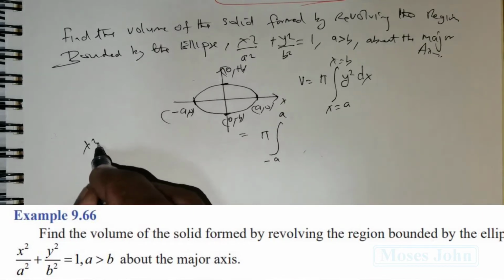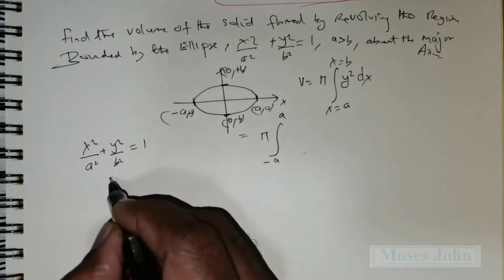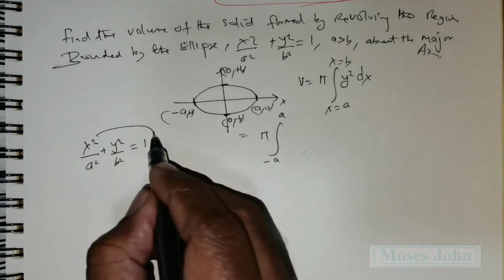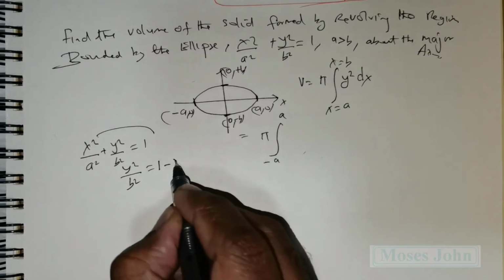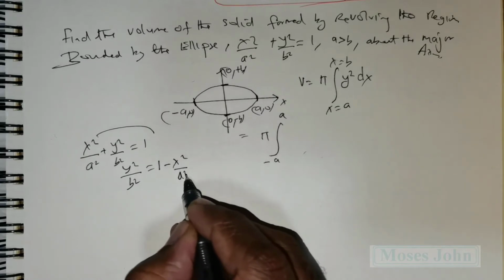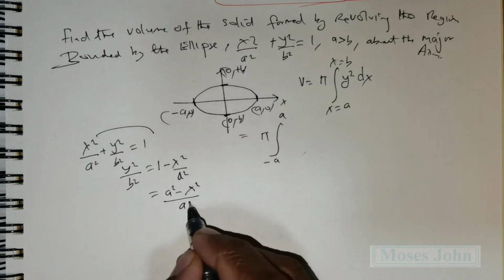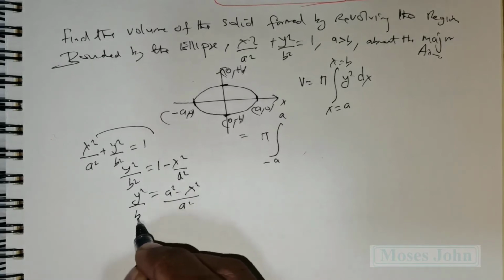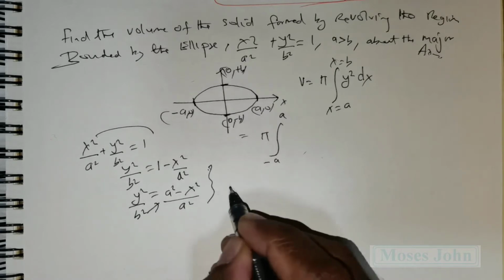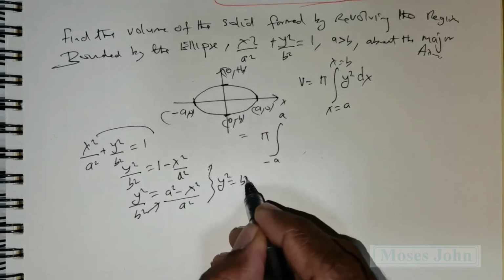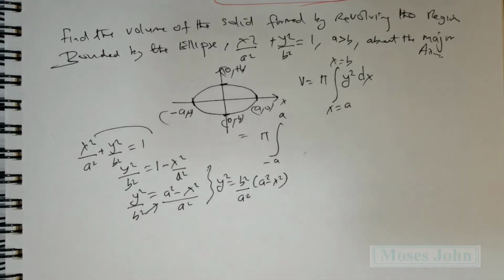Now you have x squared divided by a squared plus y squared divided by b squared equal to 1. So move this to the right side. That would give us y squared divided by b squared is equal to 1 minus x squared divided by a squared. It can be rewritten as a squared minus x squared divided by a squared. On the left you have y squared divided by b squared. Moving the b squared to the right, we get y squared is equal to b squared over a squared times a squared minus x squared.